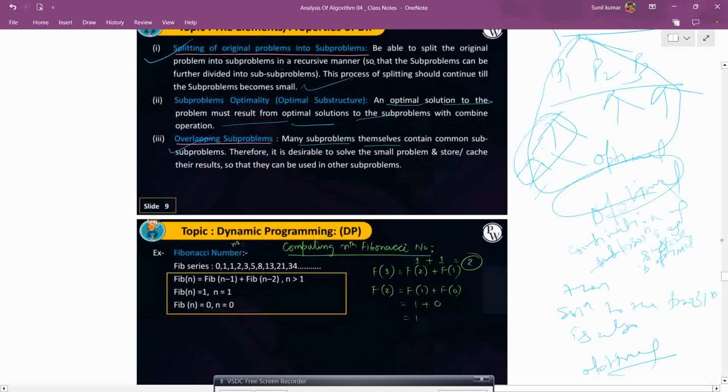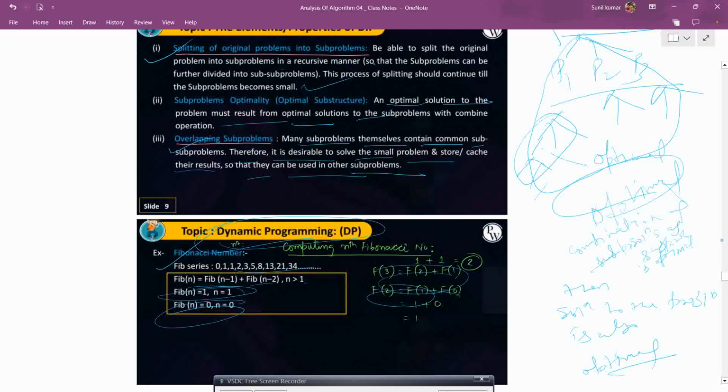Alright. So yes, this is the overlapping subproblem property. Many subproblems themselves contain common subproblems. Therefore, it is desired to solve each subproblem and store the result in a cache, so that it can be used in other subproblems. For example, this is the Fibonacci number. Dynamic programming can be used for Fibonacci numbers, and this is a series. This is a recursive function for it.